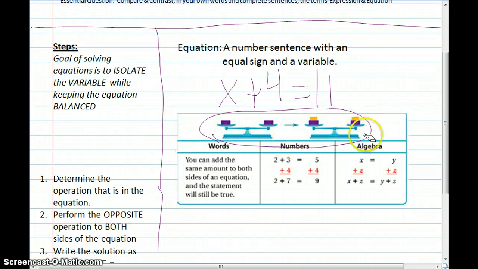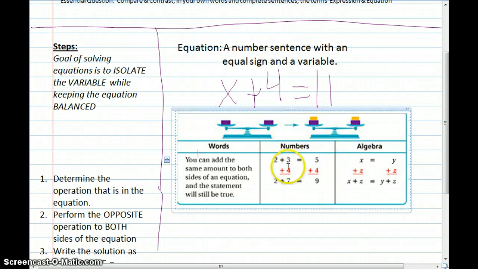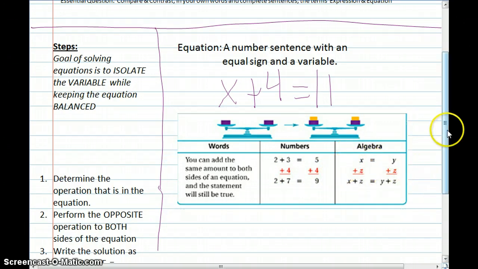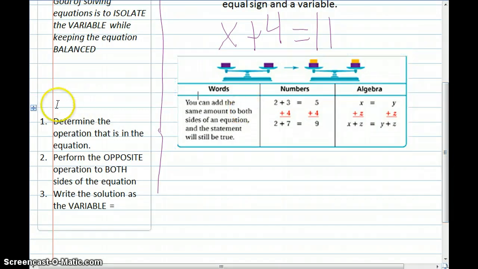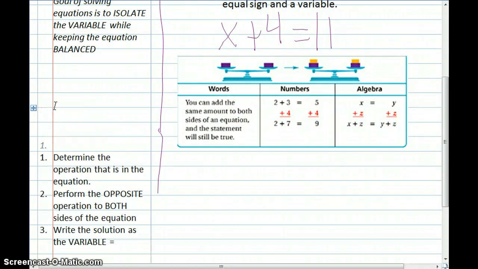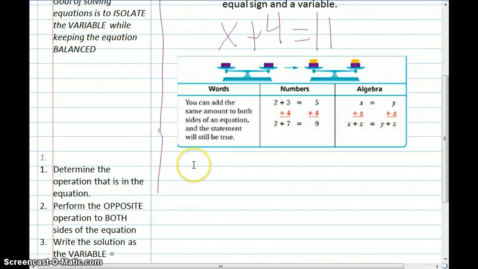In numbers, if you have 2 plus 3 equals 5, and you add 4 to both sides, you haven't changed the equation at all. You added exactly the same thing to both sides. And you can see the way it looks in algebra as well, because soon you'll be doing that too. So let's go ahead and solve a few. These can have adding, subtracting, multiplying, or dividing. It doesn't matter, and you're going to practice all of them today.